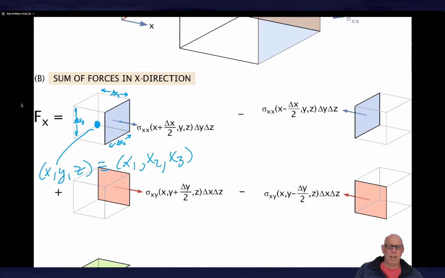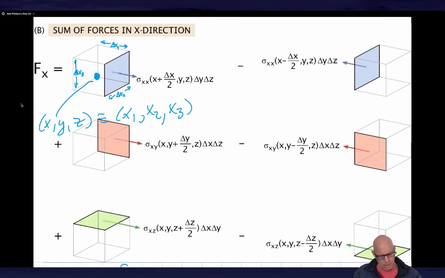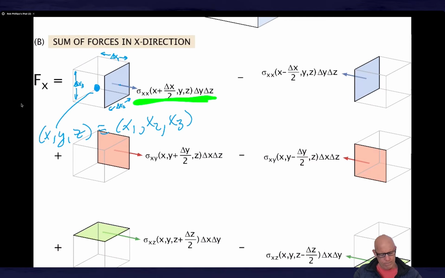So that face has area delta y delta z. And so the total force in the x direction on that face is this expression that I've got right here. Now, by convention, the force is in the outward normal direction, and so on the face at x minus delta x over 2, the force is in the negative x direction. That's the reason for this minus sign.